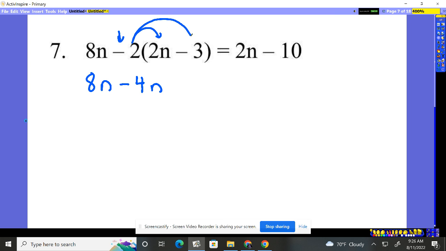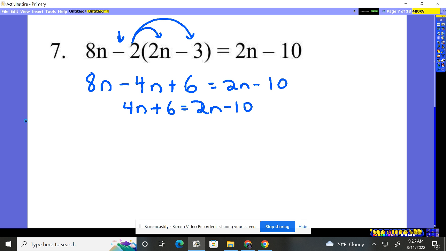What is negative 2 times a negative? Negative times negative is positive. That's positive 6 equals 2n minus 10. So I notice that I have 3 pieces. I need to combine some pieces before I move them over. Well, 8n minus 4n, those go together to be 4n. 4n plus 6 is, 2n minus 10.